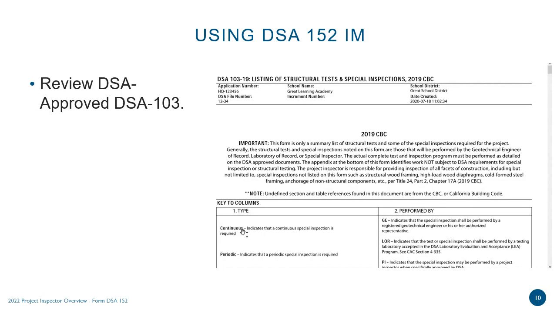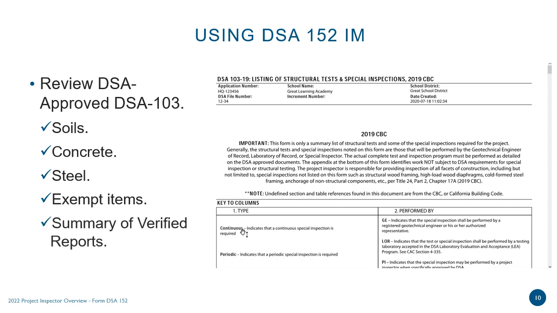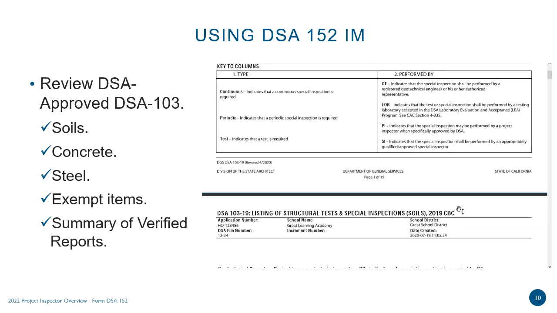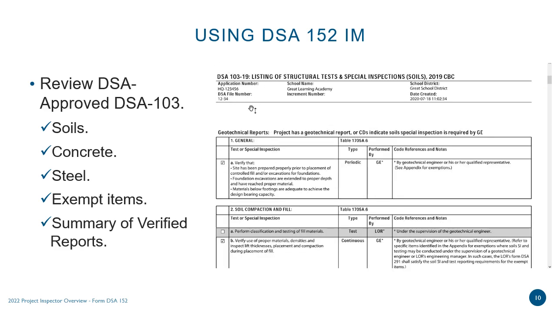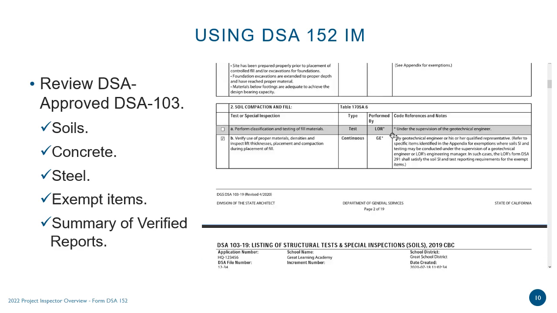Now we'll get into looking at one of the other DSA approved construction documents, that is the DSA 103, and some of the items or categories that you will see for this project. I went through and filled out an example one. You'd have the soils, concrete, steel. We can also take a look at the exempt items and also the summary verified reports. As I scroll through this 103, I'll try to identify some of the features associated with it. So you see here there's the information related to the soils items for this example project.